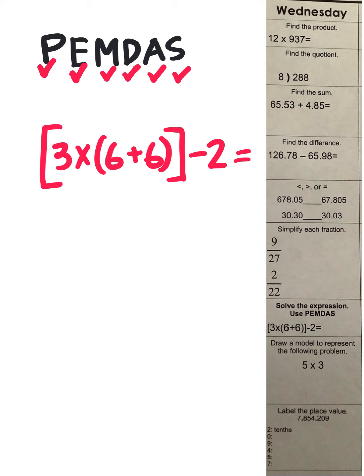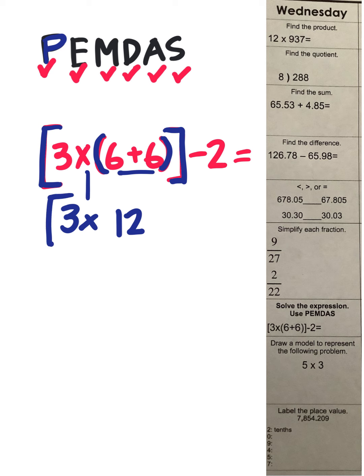So let's go ahead and take a look at this problem. We are going to first start with the parentheses. And as you see, I do have parentheses here as well as brackets. So I'm going to go deep inside of those brackets to solve 6 plus 6. I know that 6 plus 6 is 12. Once I solve that, I'm bringing everything down so that I can rewrite this expression.